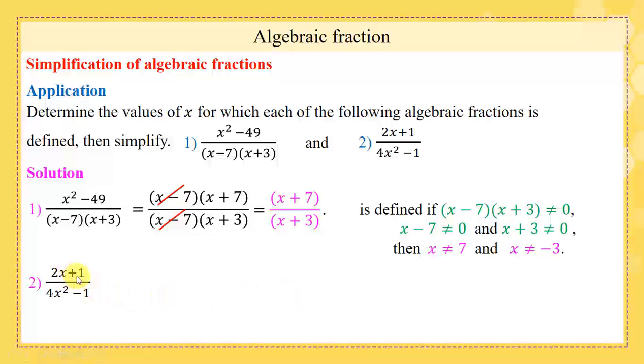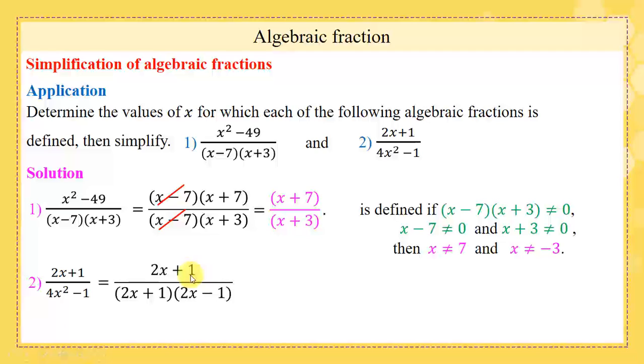2. We have 2x plus 1 over 4x squared minus 1. As we see, the denominator is not written in factorized form. Before studying the values of x for which the fraction is defined, we must factorize the denominator. Here we have a binomial with difference of squares, so we will apply the third remarkable identity where 4x squared is a squared, so a is 2x, and 1 is b squared, so b equals 1.